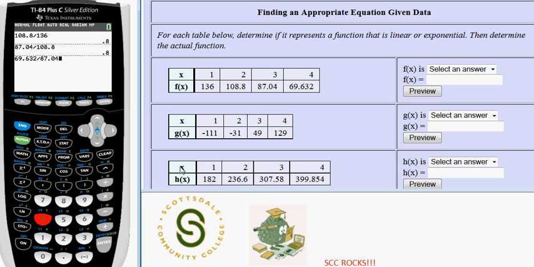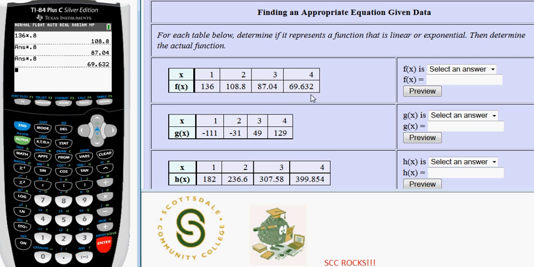So by dividing in this order, I'm uncovering what the multiplier is. It looks like the pattern is to start with 136 and multiply by 0.8 over and over again. In fact, if you wanted, I could take 136, multiply by 0.8, and you'll see that I get 108.8. If I multiply that by 0.8, you'd see that I get the next number, 87.04, and then if I multiply by 0.8 again, finally I get to 69.632.